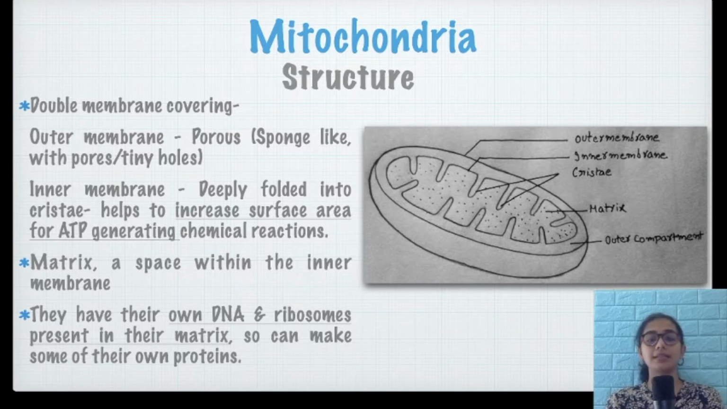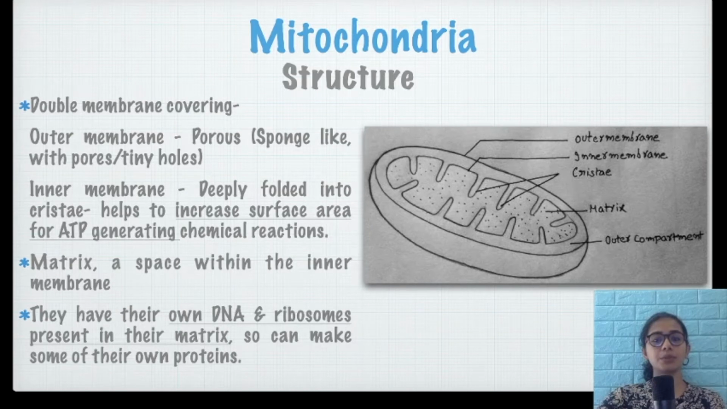Okay, now that is the function of the cristae. Now inside the inner membrane, there is a matrix, that is a space within the inner membrane, and this matrix houses DNA and ribosomes, right? So mitochondria is a peculiar organelle that contains its own DNA. No other organelle except for the nucleus has its own DNA. So over here it has its own DNA. Which one? Mitochondria. And also ribosomes. So this means that they can make some of their own proteins independently. Right? So that is about the structure of mitochondria.